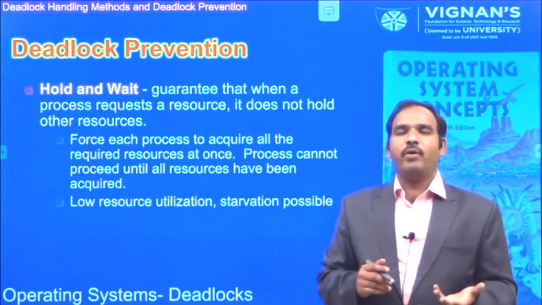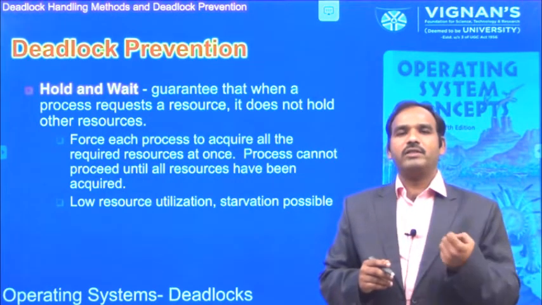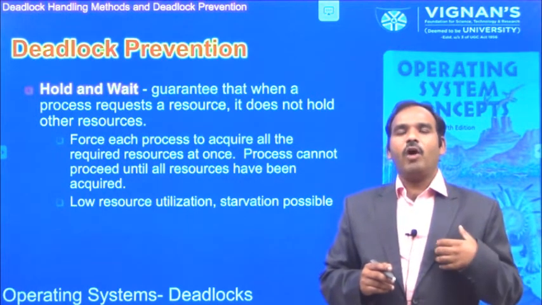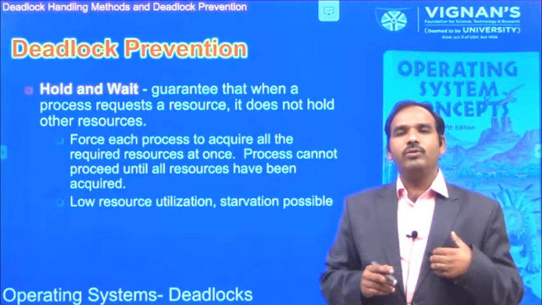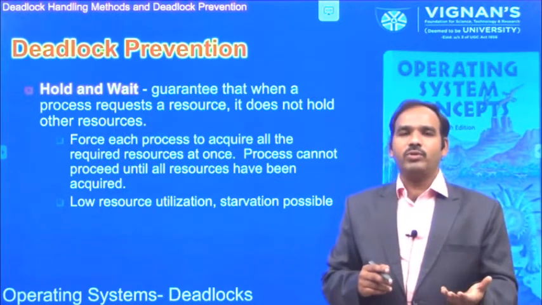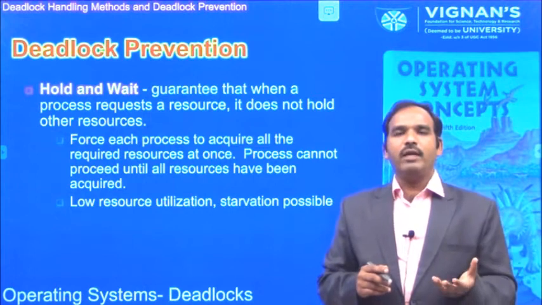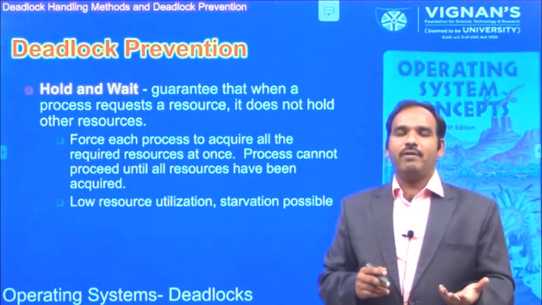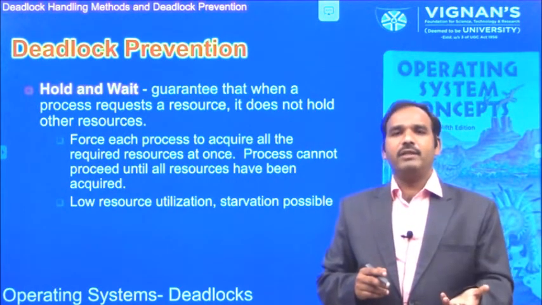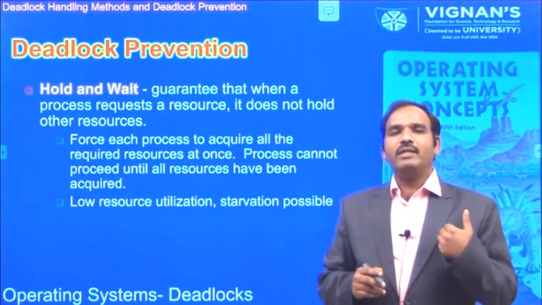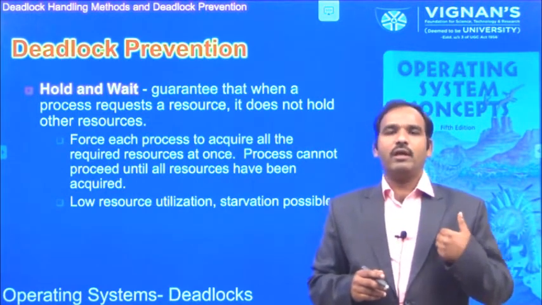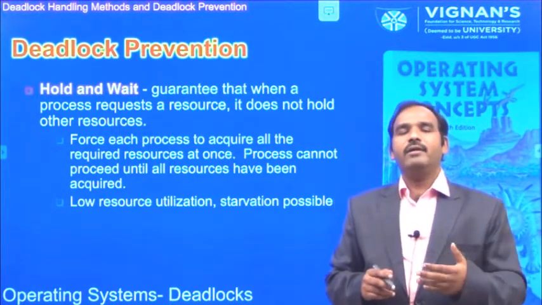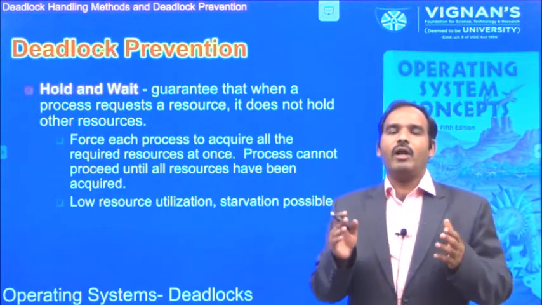In the second protocol, the process first acquires the tape drive and disk file, then copies the data from the tape drive to the disk file, then releases those two resources, the tape drive and disk file. After that, it requests the disk file and printer. Once those two resources are allocated, the process performs the sort operation on the file and sends the results to the printer. These are the two alternatives.